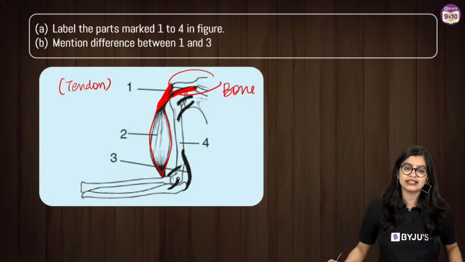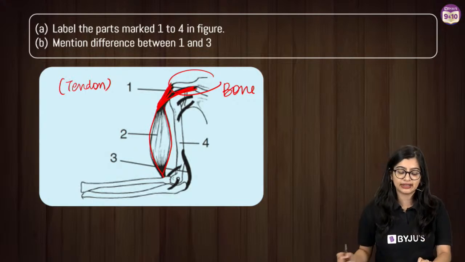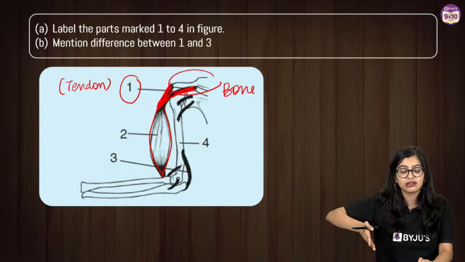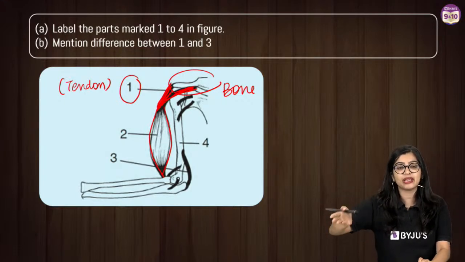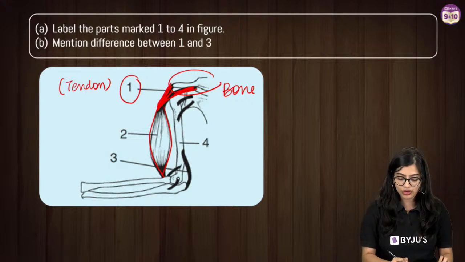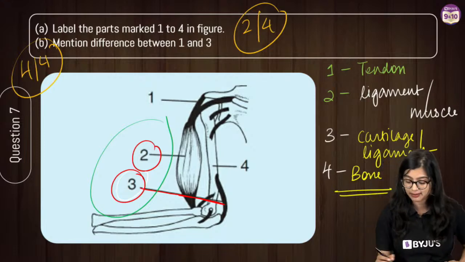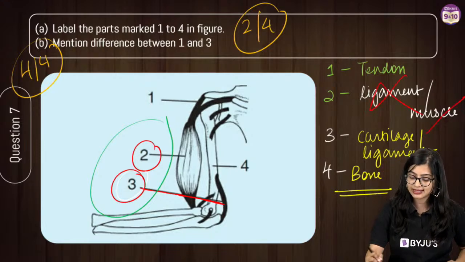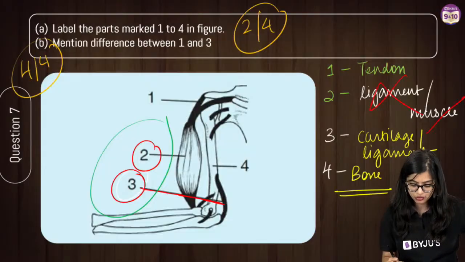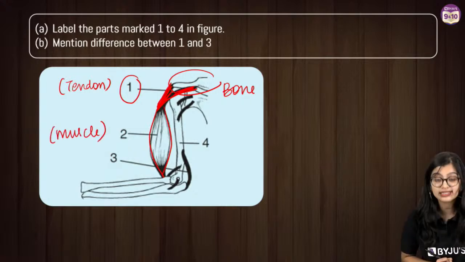If you are telling me 1 is tendon and all of you got the answer, how can you say 2 is ligament? Because ideally your 1 should connect the bone with something, right? At this point you have told me, ma'am, tendon is something that is going to connect bone with muscle. For students who gave me answer as ligament, are you clear as to why it cannot be ligament? It is not. It has to be muscle, right? So 2 here is nothing but muscle.